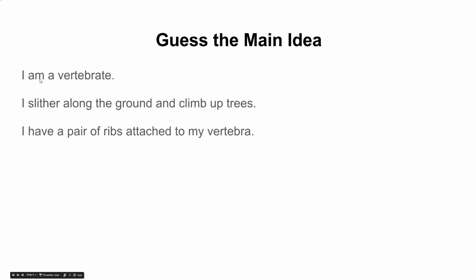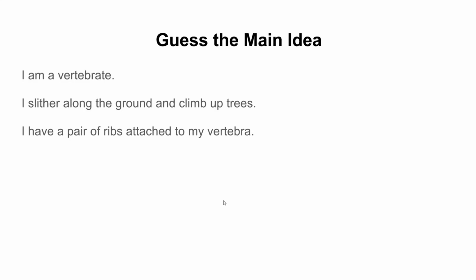Last one. I am a vertebrate. I slither along the ground and climb up trees. I have a pair of ribs attached to my vertebra. What's the main idea? Remember that the clues given, all of these supporting ideas, are about that main idea for this page.